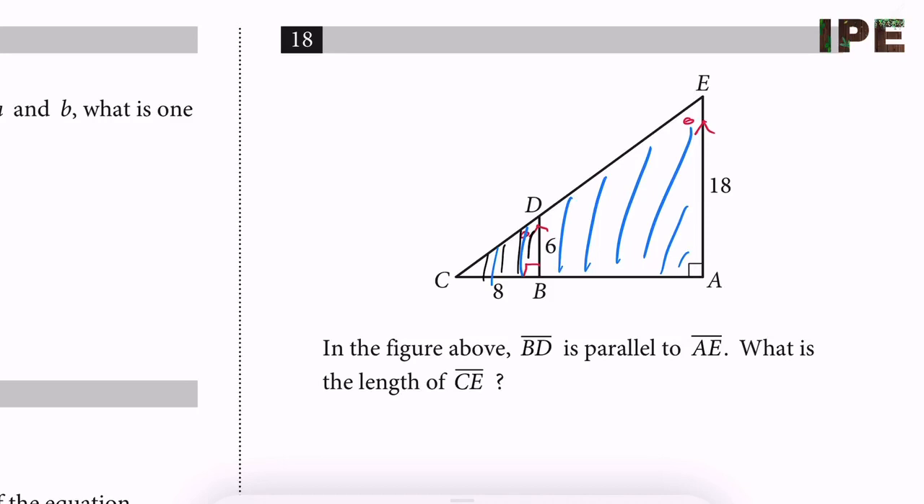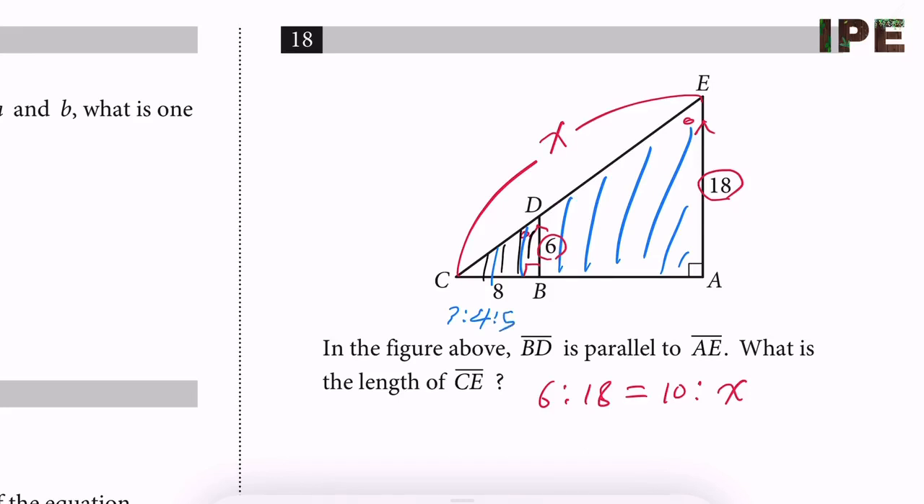And then find the length of CE. So it asks you, what is the length of CE? Okay, what is the ratio of corresponding sides? That's 6 to 18. So 6 to 18 should be equal to 10 to x. Why 10? You remember the 3-4-5 ratio of a right triangle. It's 6, 8, so automatically that is 10. So CD's corresponding side is CE. We have to find CE.